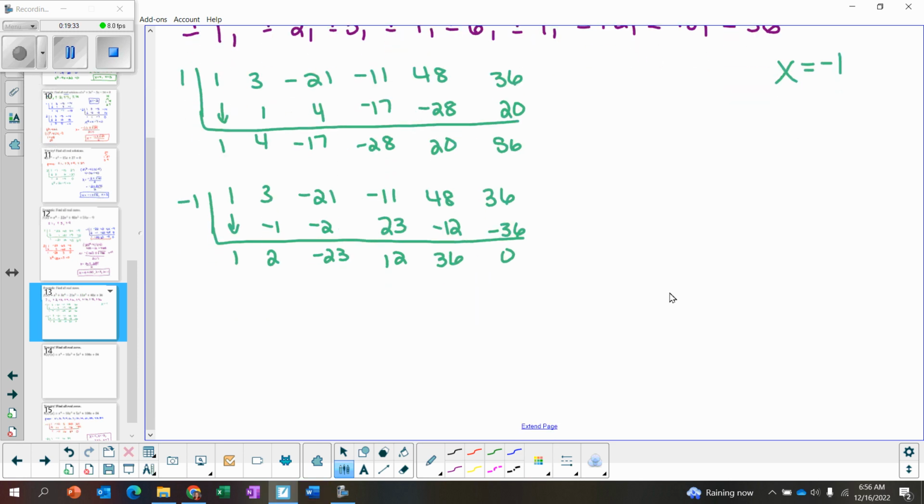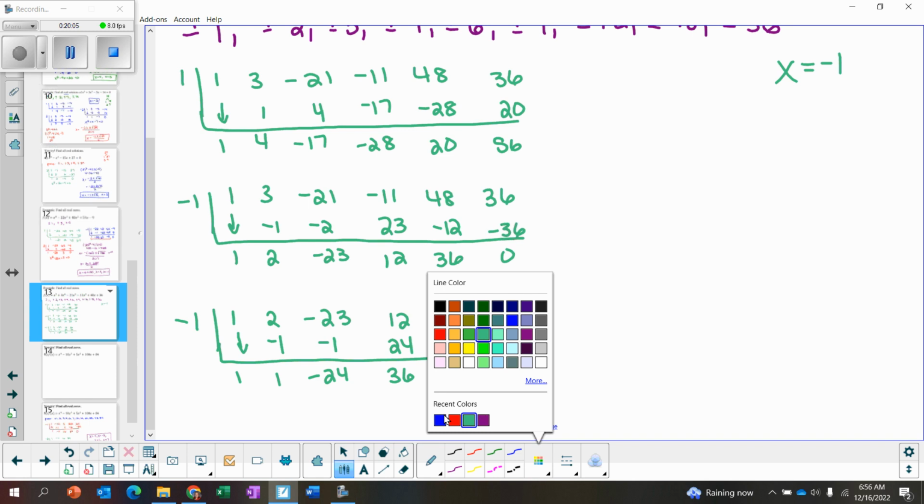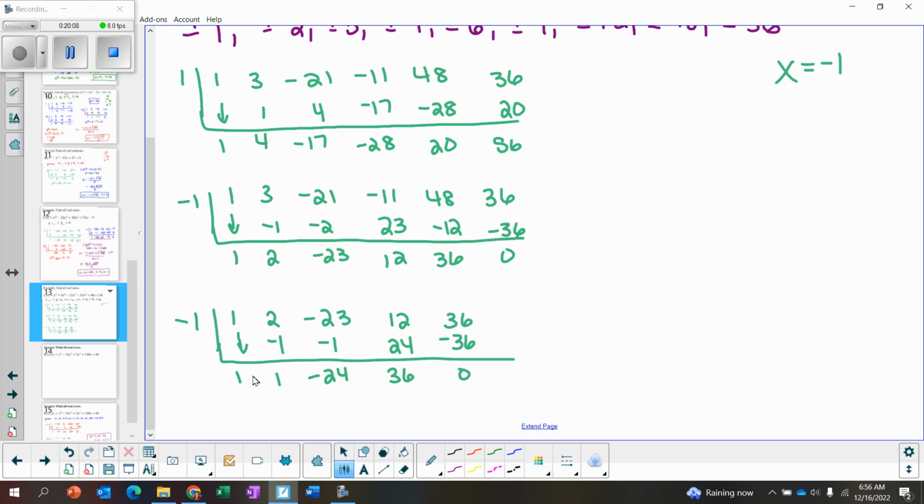So now my next ones I'm going to try are from this set. And what if I tried negative 1 again? So using 1, 2, negative 23, 12, and 36. And we get another remainder of 0, which means x equals negative 1 is a repeated solution. I still have a cubic.